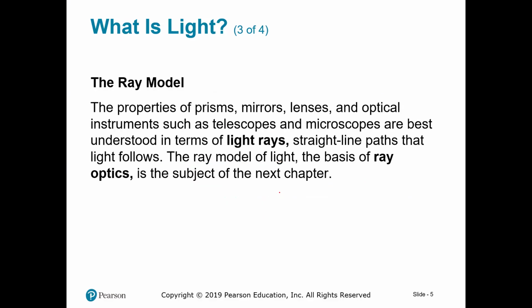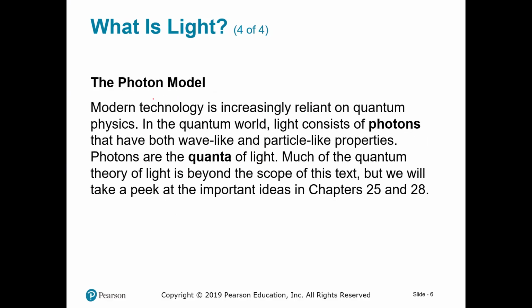The ray model covers properties of a prism, mirror, lens, and any other optical instrument, which are best understood in terms of light rays, the straight-line path that light follows. We call it ray optics, but ray optics is basically part of the particle property of light. The third one is the photon model. Photon is the name of the light particle.